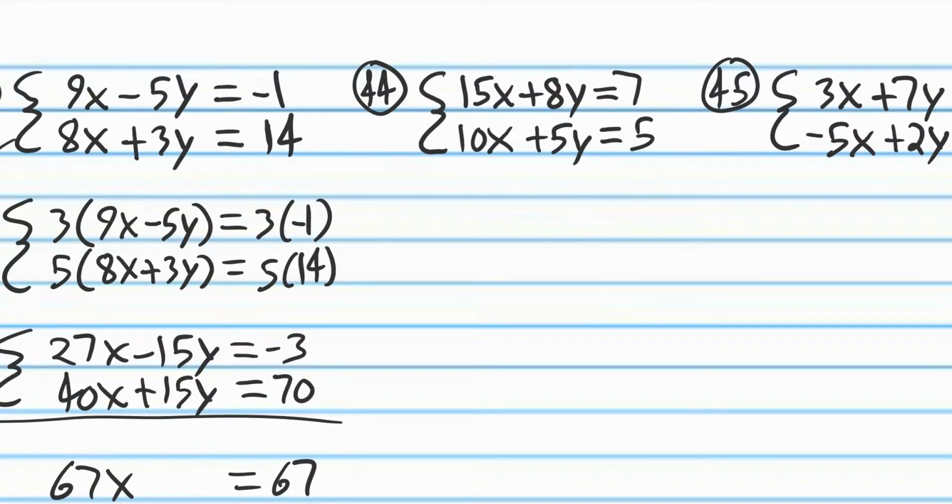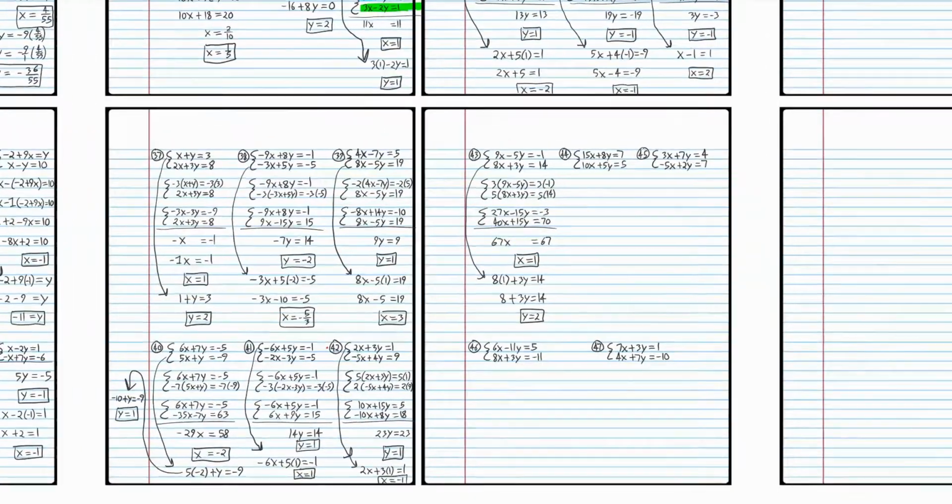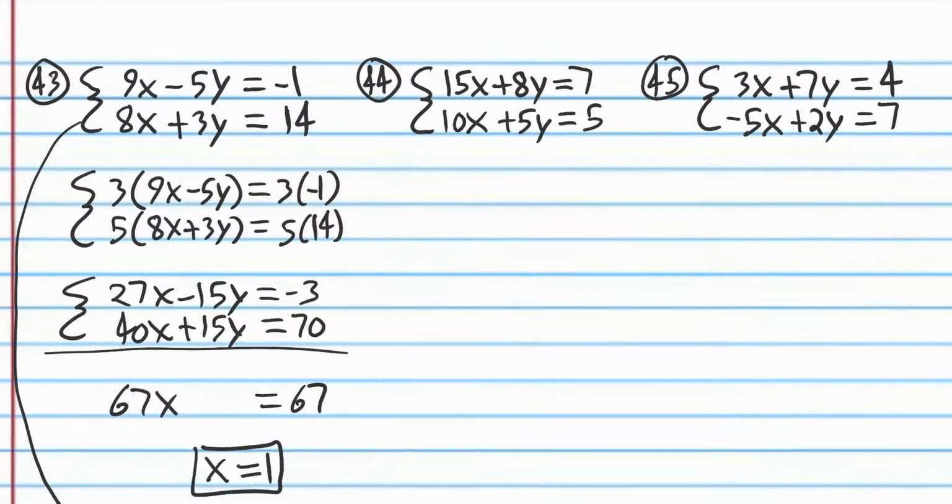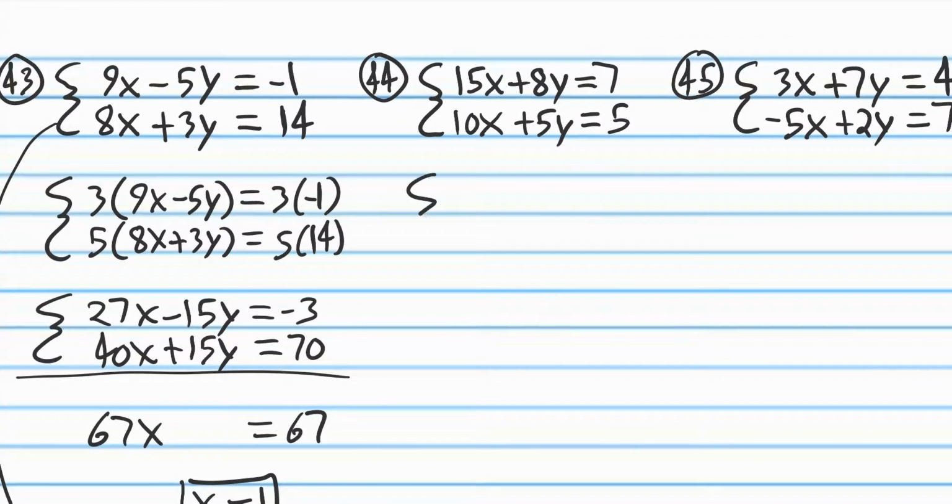I'm going to get rid of the x's because I think I got rid of the y's in the previous 2 problems. No, I got rid of the x's on the first ones. I guess I'll just get rid of the y's again. So I'm going to multiply both sides of the top equation by -5. And both sides of the bottom equation by +8.